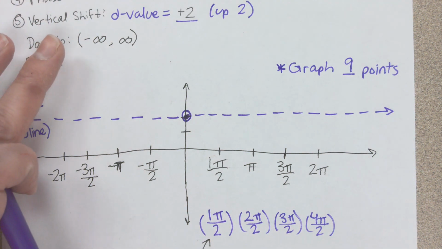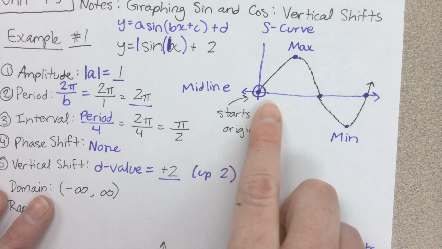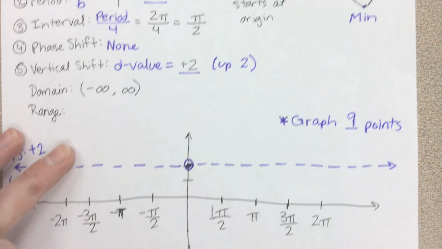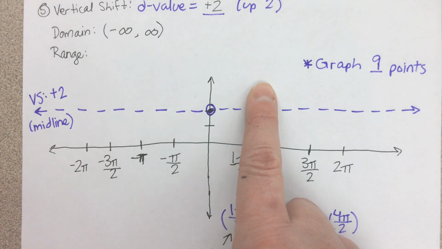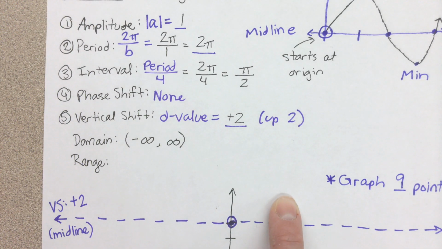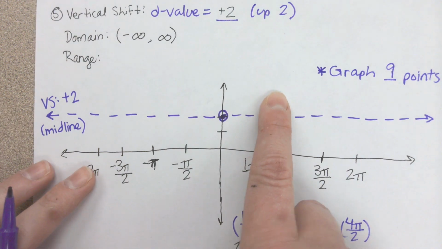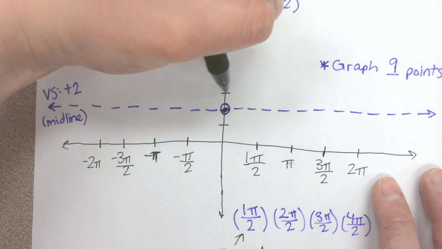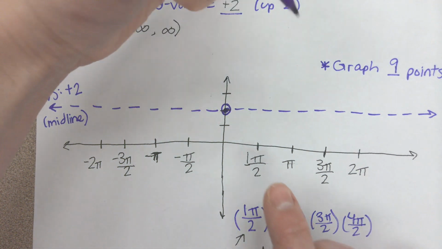And then we follow the pattern. So when we move to the right, the next interval is the maximum. So let's figure out our maximum. This is what the amplitude is for. It tells you how far up and down to go from max to min. So since our amplitude is 1, we're only going to go up 1 notch, and that's going to get us our max.